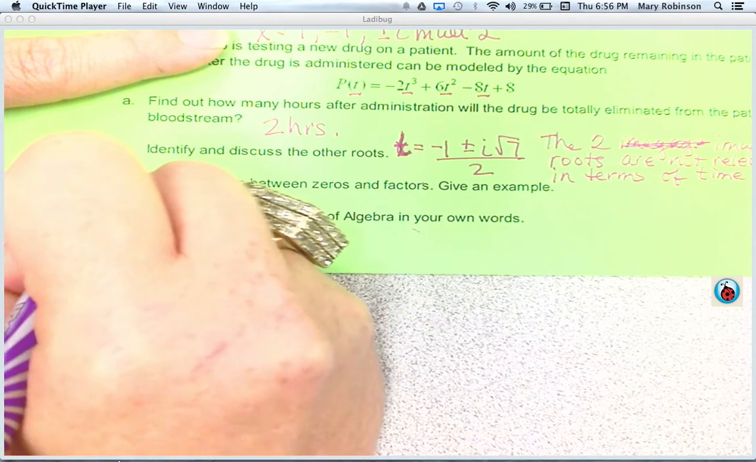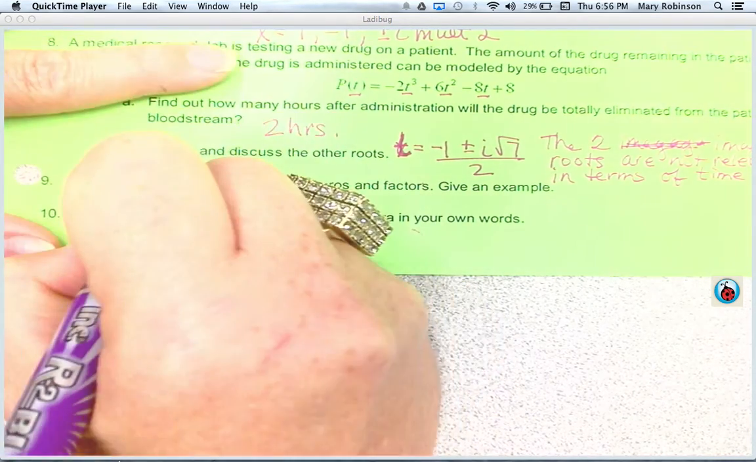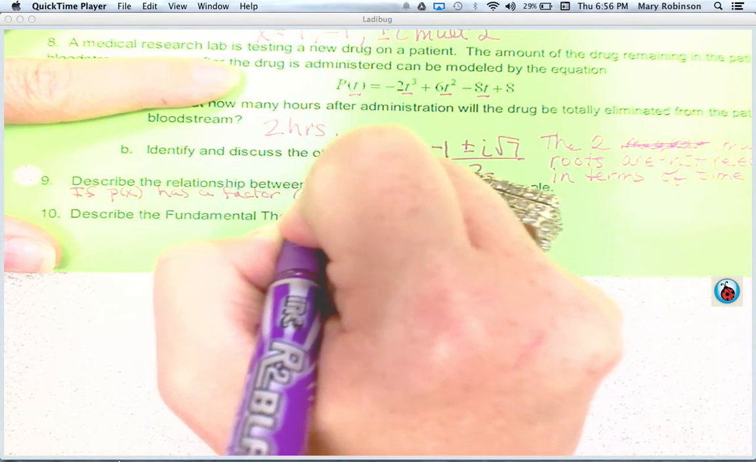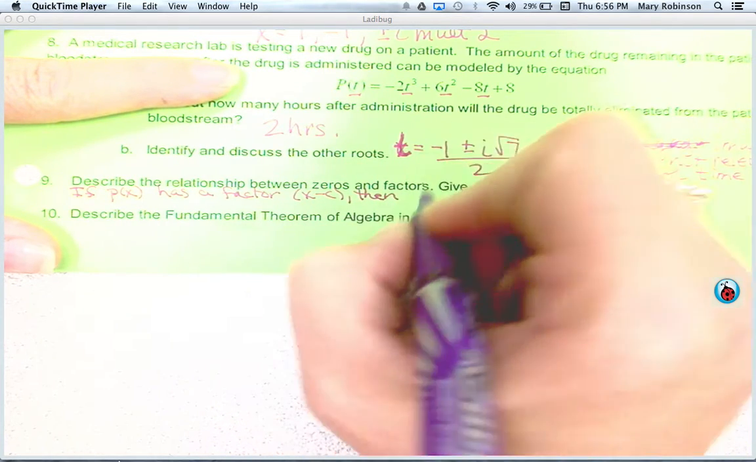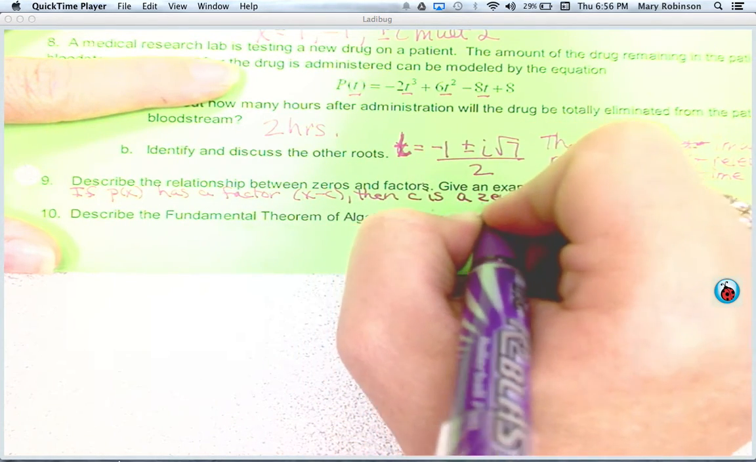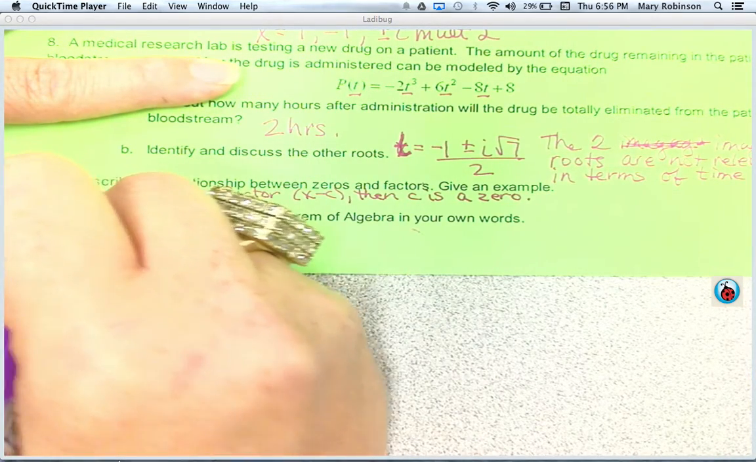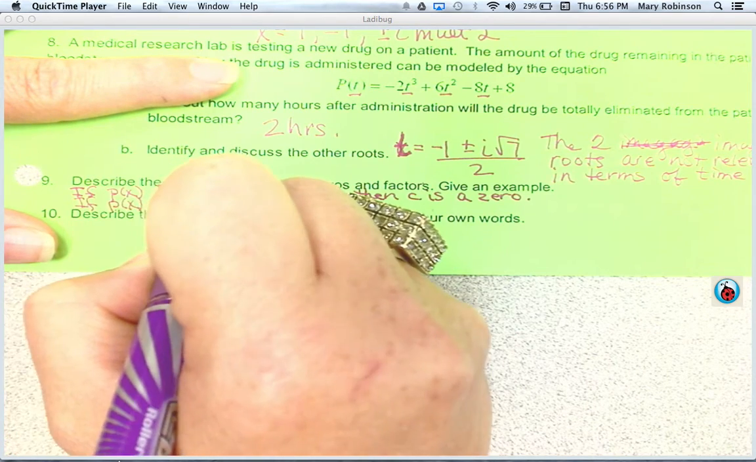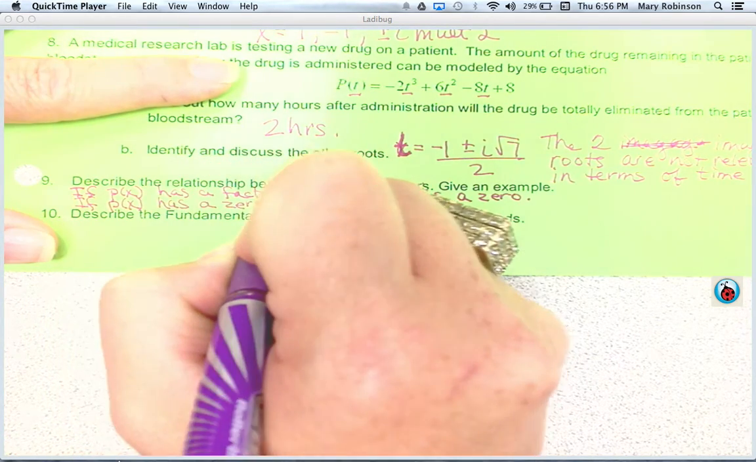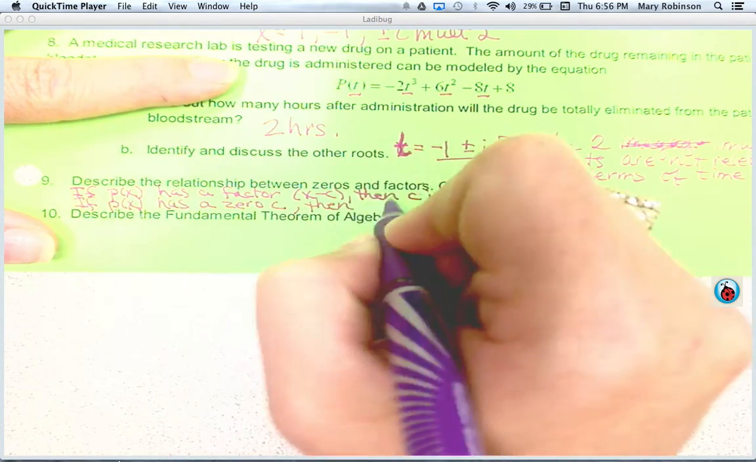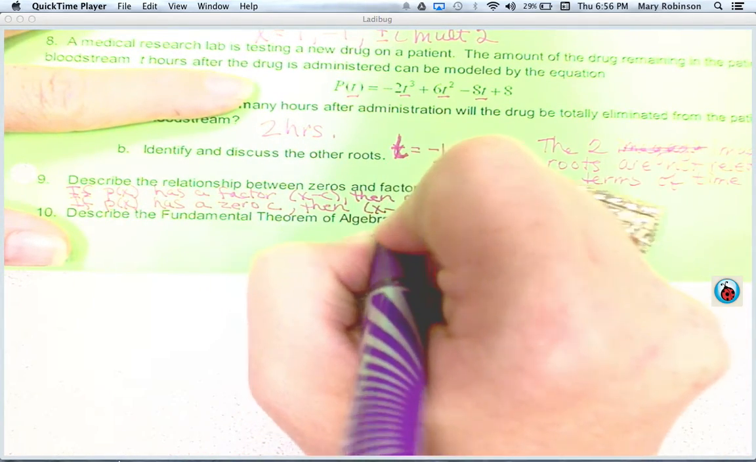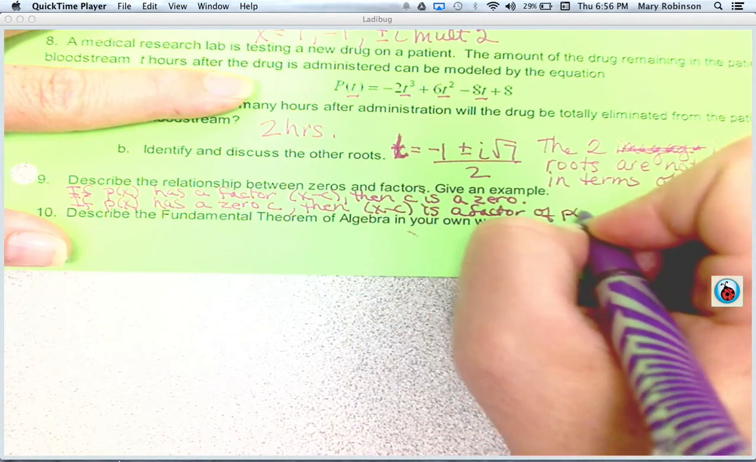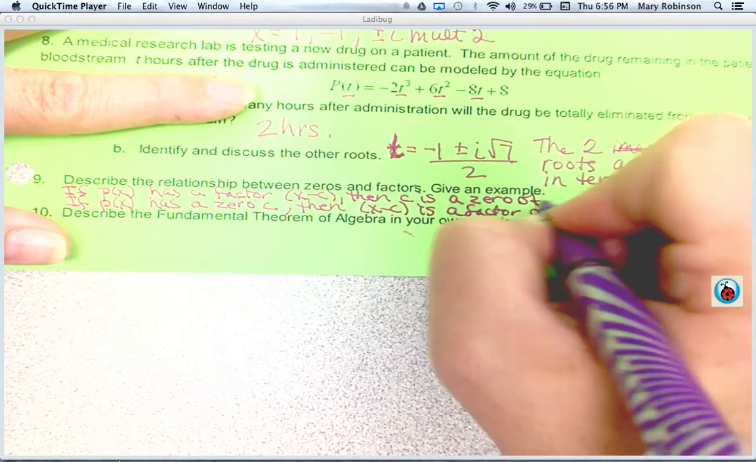So if polynomial p of x has a factor x minus c, then c is a 0. Likewise, if p of x has a 0 c, then x minus c is a factor of p of x. I should say up here also of p of x.